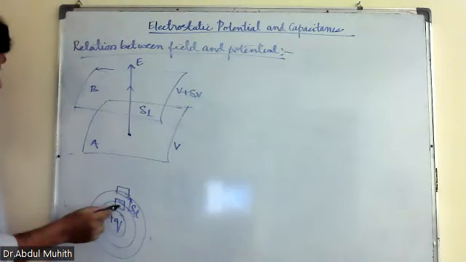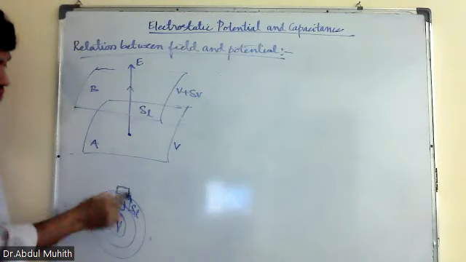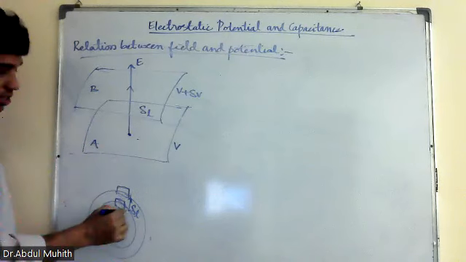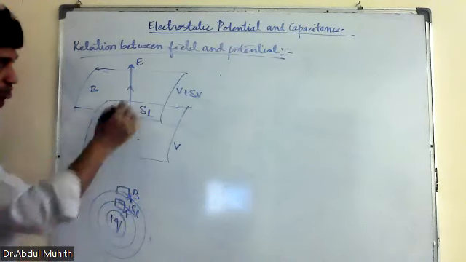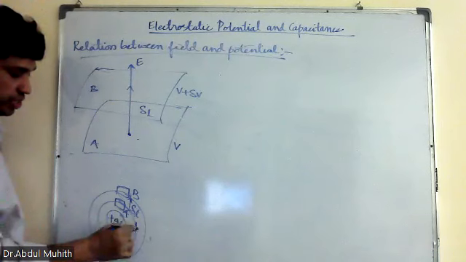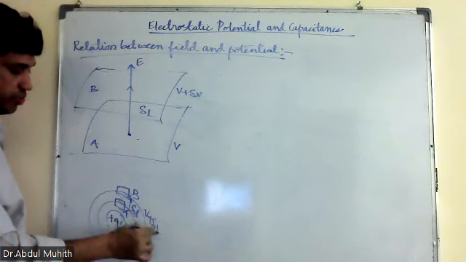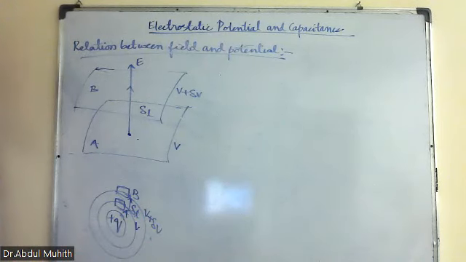So I have taken a part of this pair, part of this pair. This is A and this is B. The distance between both of them is delta L. The potential of this surface is V and the potential of this is V plus delta V. Is that clear, all of you? Yeah, sir.